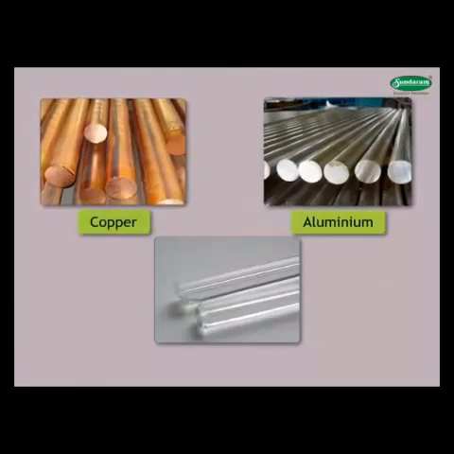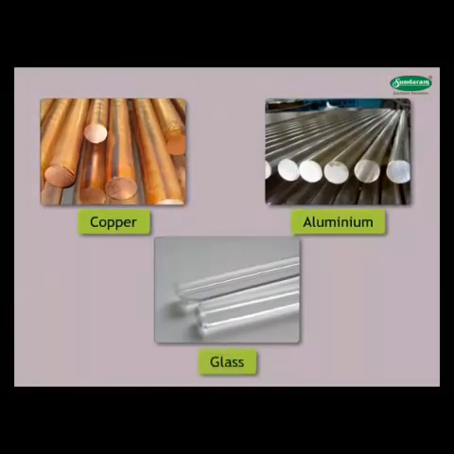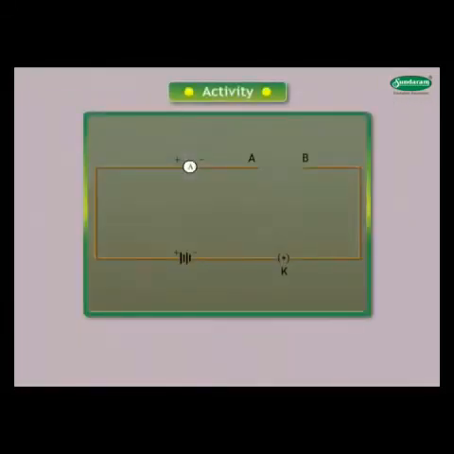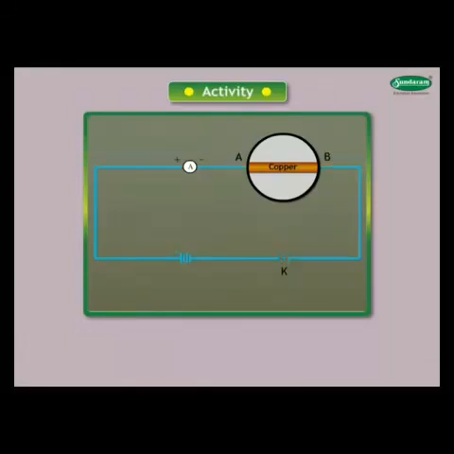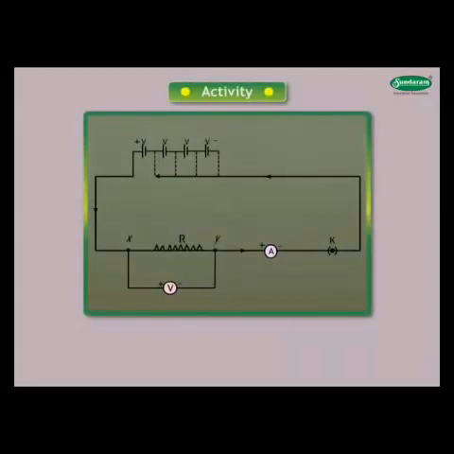Take a copper, aluminium and glass rod. Make the arrangement as shown using connecting wires. Place a copper rod in the gap AB. Close the key and measure the current. Replace the copper rod with the aluminium rod and glass rod. Measure the current each time. Note the difference.